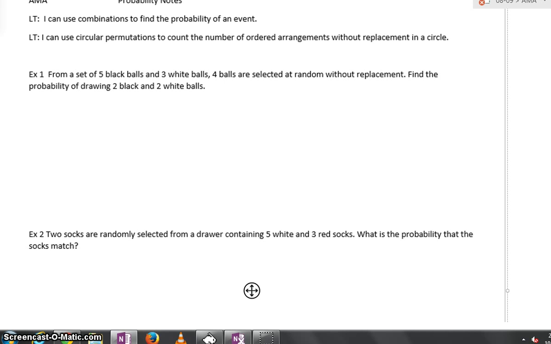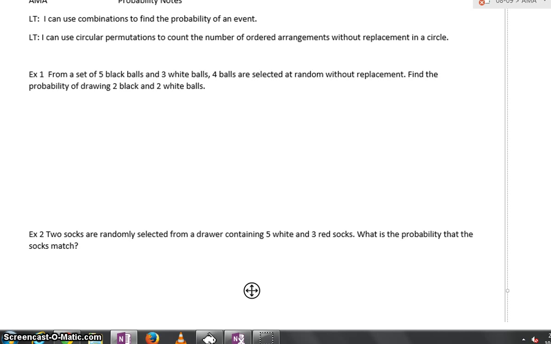Okay, today we're going to be continuing on with some probability, but the problems are going to get more complicated. You can see our learning targets. We're going to use combinations to find the probability of an event. Also, we're going to learn how to use circular permutations to count the number of ordered arrangements without replacement in a circular setting. Take a look at number 1 with me.